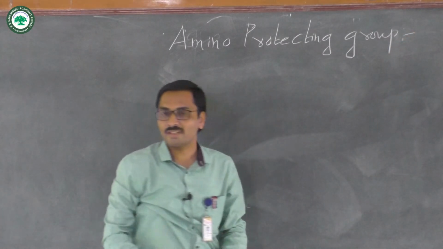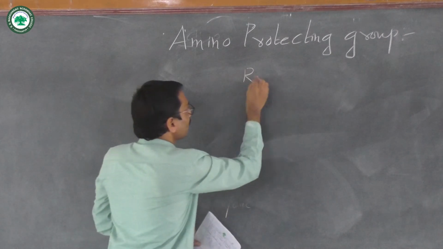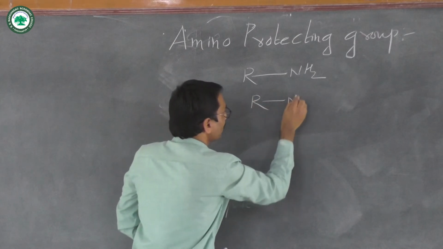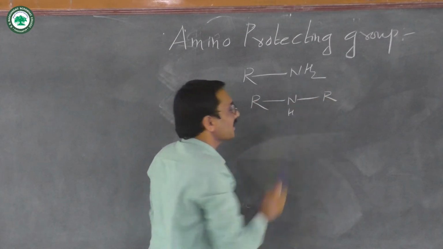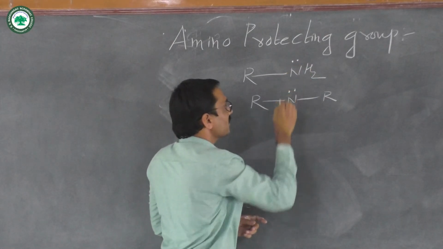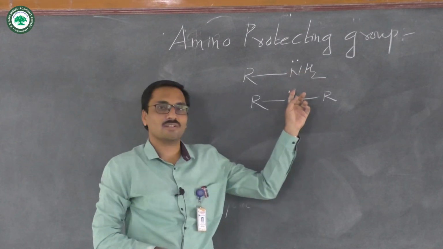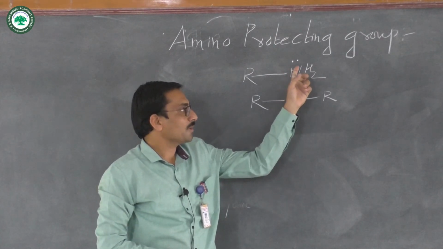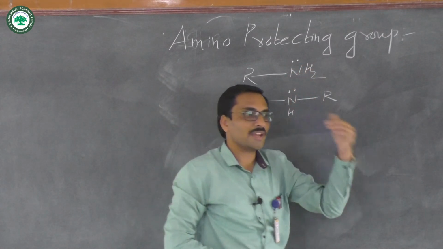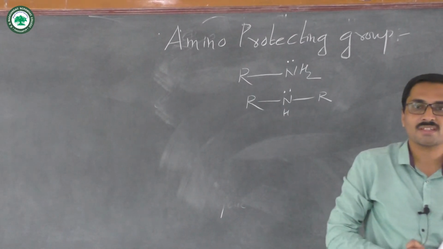Here we will begin with the amino protecting group. This is a primary amine. This is a secondary amine. As we know, an amine consists of a nitrogen atom which carries a lone pair of electrons. So this lone pair of electrons is nucleophilic in nature and it can be available for donation. Hence amines are basic in nature.